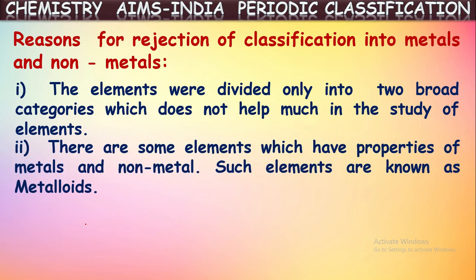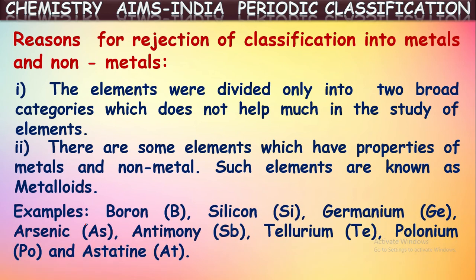Next, there are some elements which have properties of metals as well as non-metals. Such elements are known as metalloids. So Lavoisier classified all the available elements into only two batches, but there is one more kind of element which can show the properties of both metals and non-metals. So for this, no classification was there in Lavoisier's classification. So it is also one limitation. Those elements which exhibit the properties of both metals and non-metals are called metalloids.